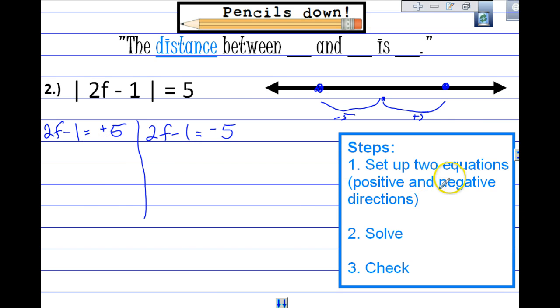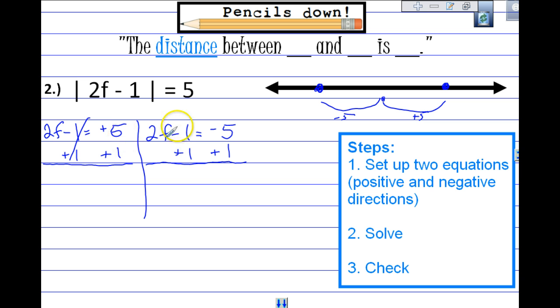Okay, let's go ahead and solve. Now the nice thing here is the output's the same. They're both 2f minus 1, right? So we're going to do the same thing to both sides on both of these. Here we got a minus 1, so I'm going to add 1 to both sides, simplify it. It's going to be the same thing over here. I'm going to add 1 to both sides on this one. Now the arithmetic will be different because one has a positive 5, one has a negative 5.